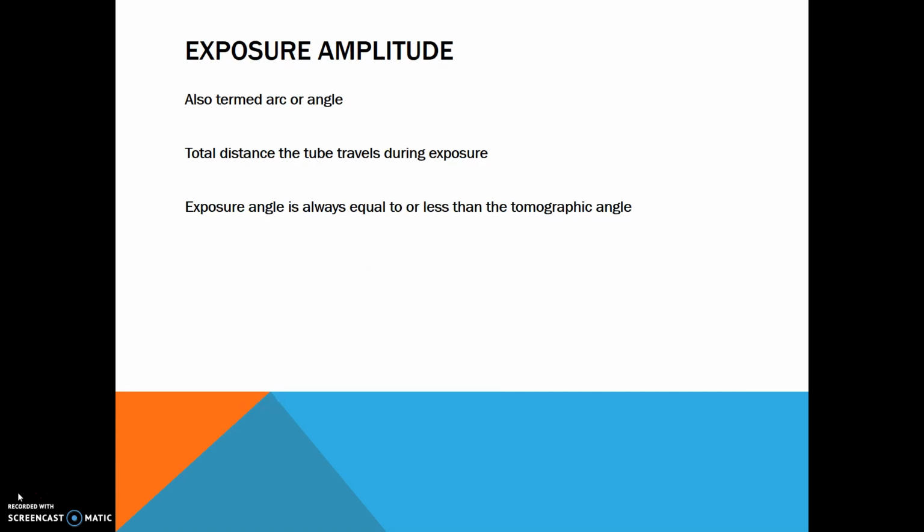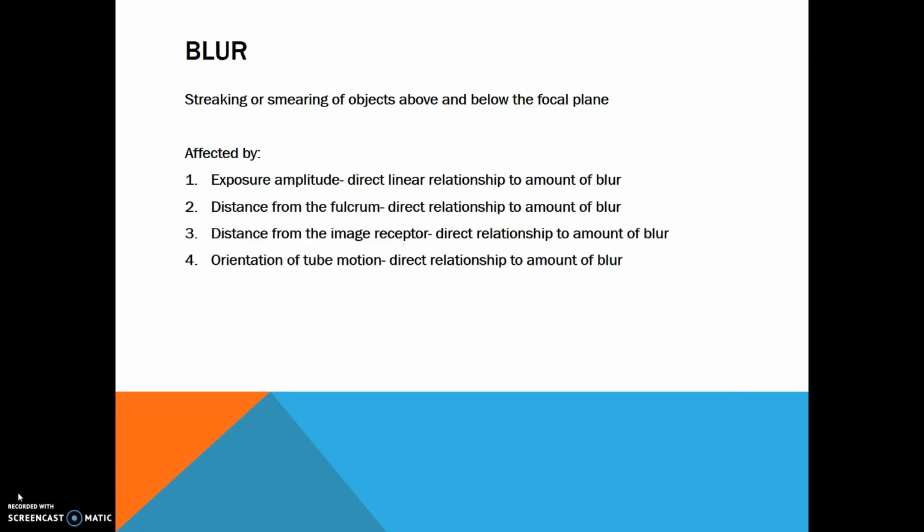Exposure amplitude, also known as the exposure arc or angle, is the total distance the tube travels during the exposure time. The exposure angle is always equal to or less than the tomographic angle. Blur is the streaking or smearing of objects above and below the focal plane. It is affected by exposure amplitude, the distance from the fulcrum, the distance from the image receptor, and the orientation of tube motion.